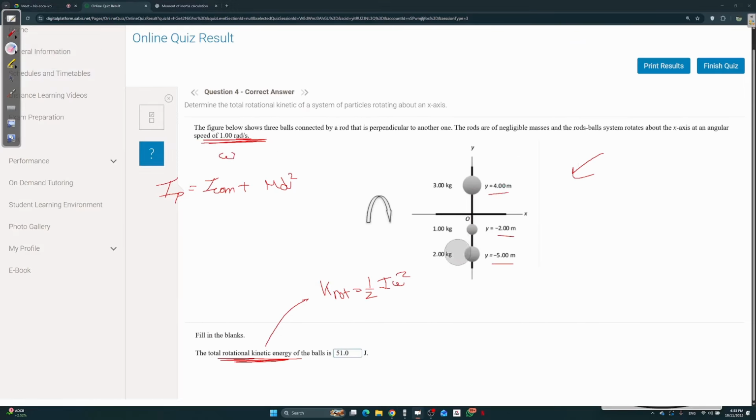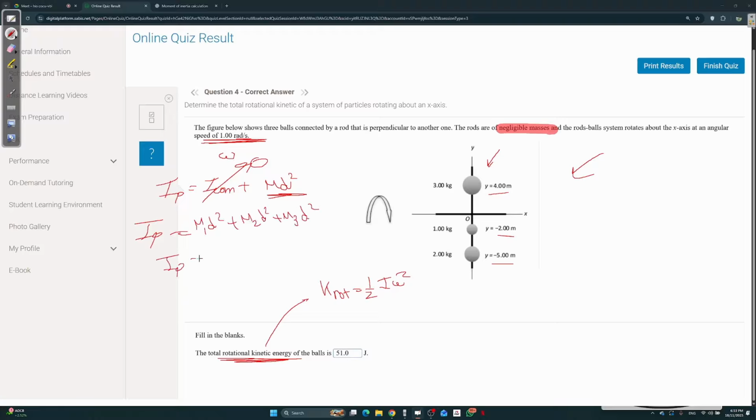This rod here has negligible mass, so its center of mass is 0. How would you find the new parallel axis? That means we're just going to do md squared. Now since we have many masses, we're going to do md squared for each of them: m1 d squared plus m2 d squared plus m3 d squared.